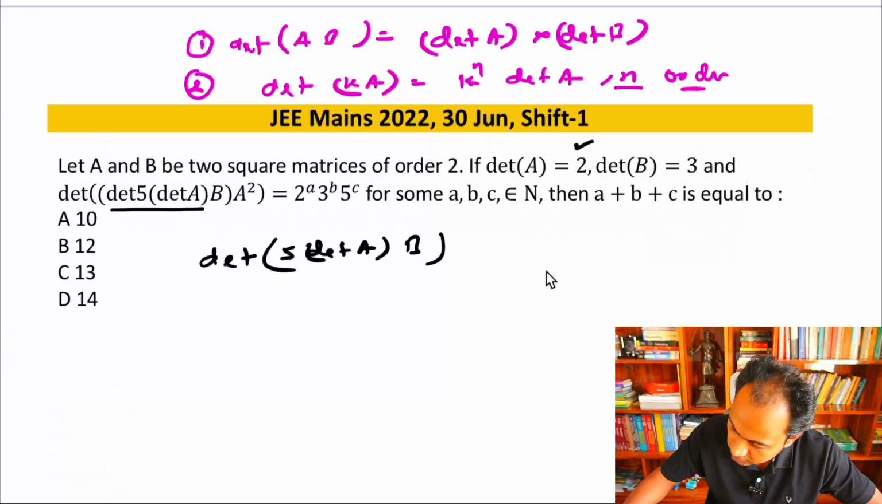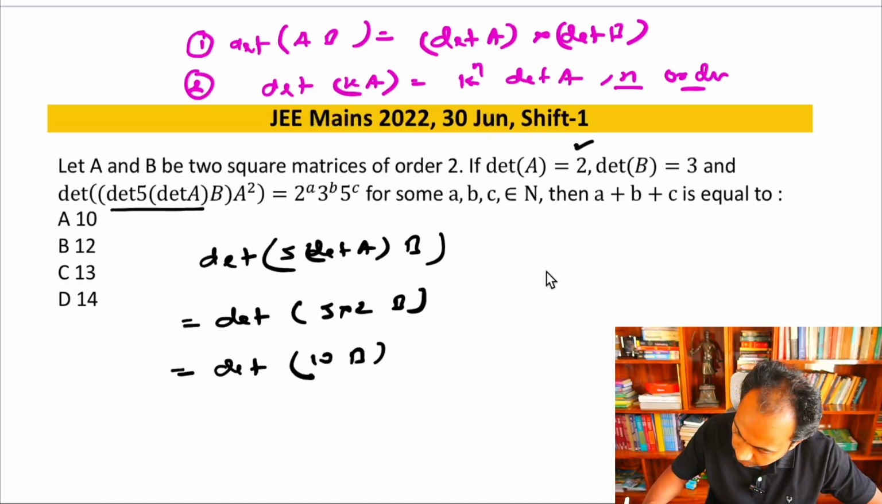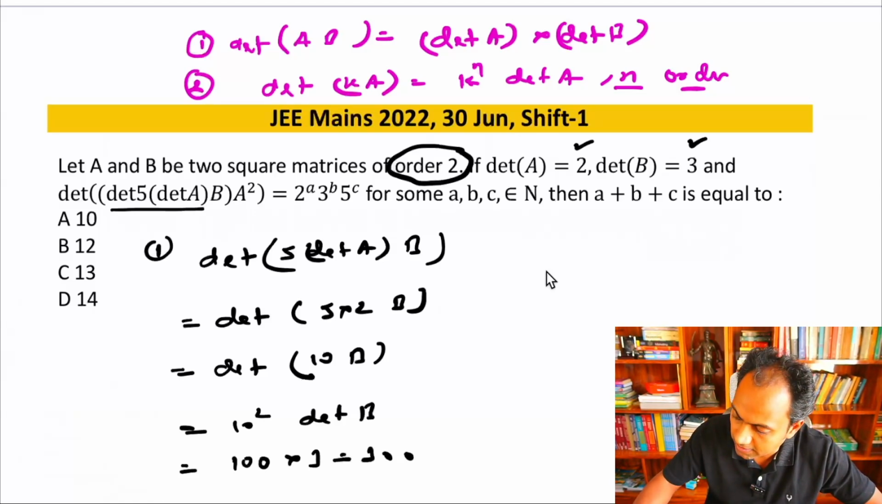Determinant of A is given as 2, let us put the value. This will become determinant of 5 into 2 into B. So this becomes determinant of 10 times B. Now we know that they have given the order as 2, so this K will become 2 times, and then we'll have determinant of B. Now we know that this is 100, determinant of B is given as 3, so this item will come out to be 300. This is the first thing. So you can see that out of this whole thing, we have simplified this part.